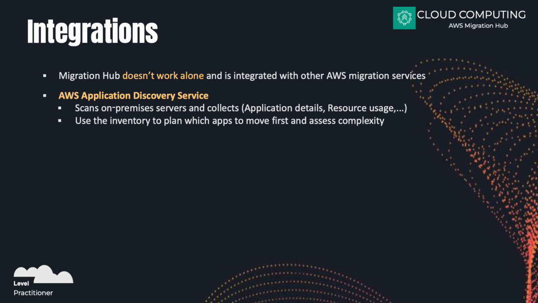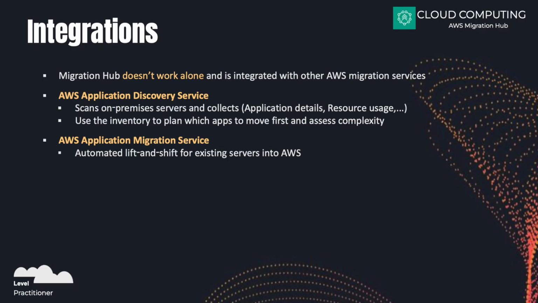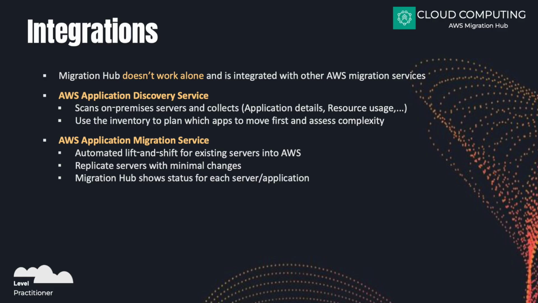The second important integration is with AWS Application Migration Service. This is the automated lift and shift service that lets you replicate your existing servers into AWS with minimal changes. Once you start Application Migration Service, Migration Hub can show you the status of each server or application that is being moved. Statuses like when replication starts, when cutover happens, and whether the migration is completed or not. That way, you don't have to manually track the progress in a separate sheet.